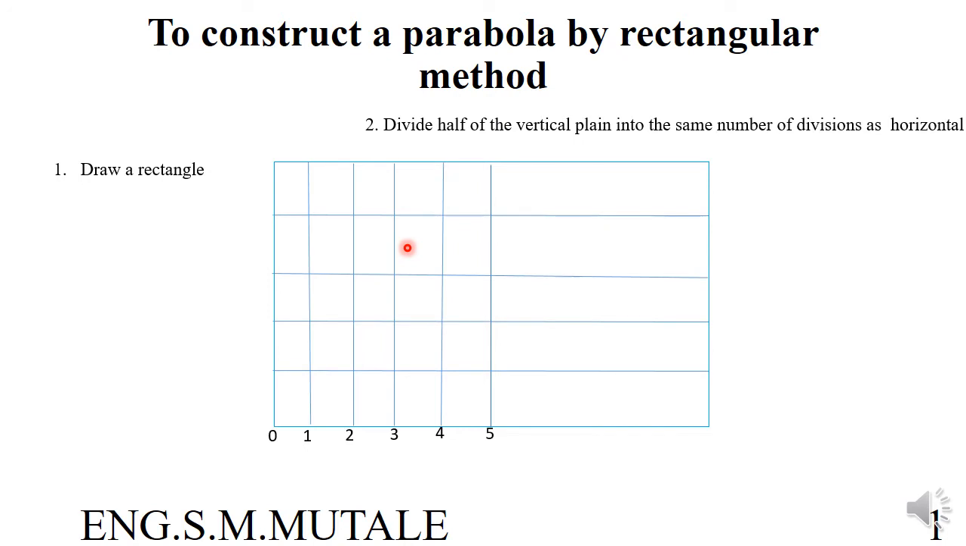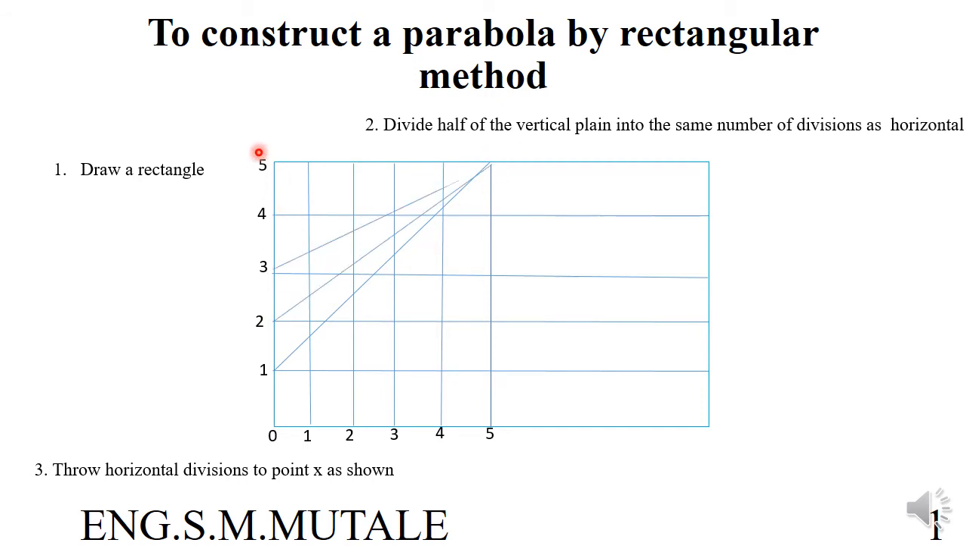Upon doing that you go to step number 3. Those are the divisions, 5 of them. Step 3 says throw horizontal points to point X as shown. So you start throwing them like this. This point goes to that point, that's point X. These two also go straight there. You do everything until the 5th one. This one goes there, that one, that one. The 5th one is already there. This point is what we are calling point X.